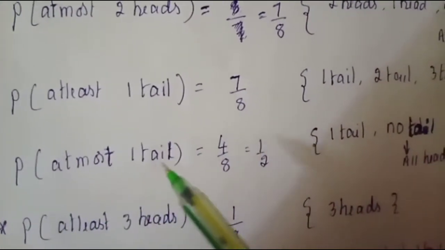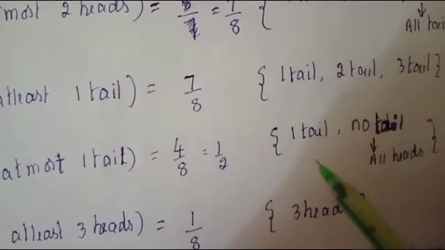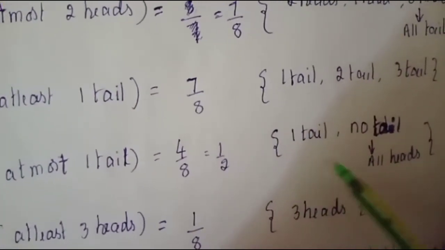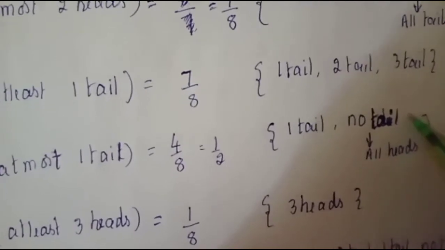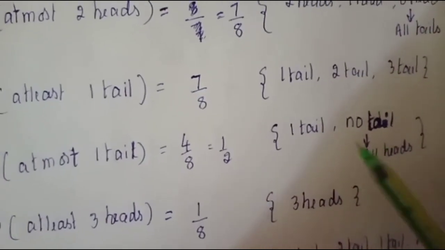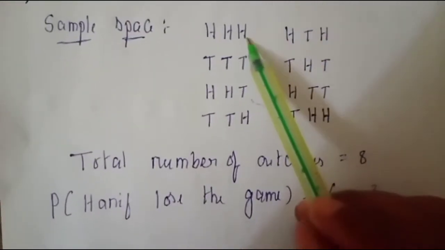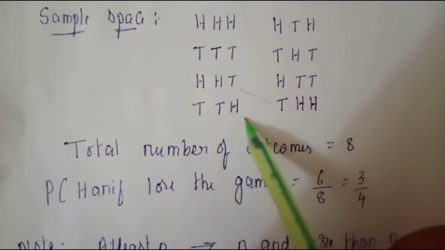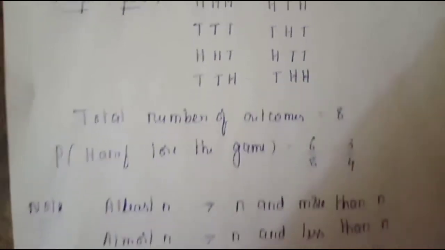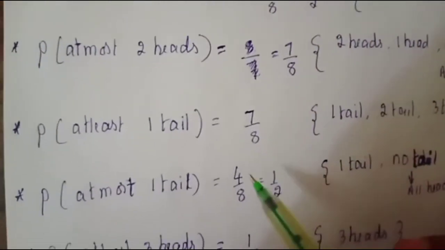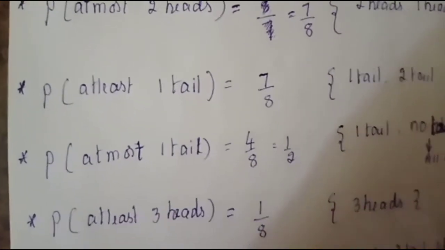Next, probability of at most one tail. What is the meaning of at most one tail? One tail and no tail. What is the meaning of no tail? All heads. So one tail and all heads. So 1, 2, 3, 4. So total 4 by 8. That is 1 by 2.